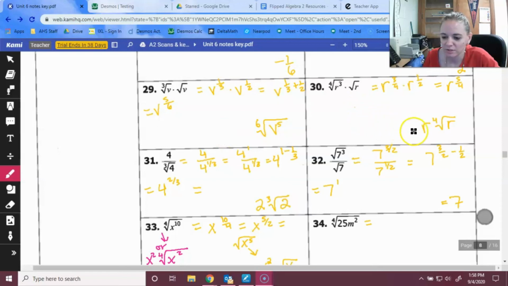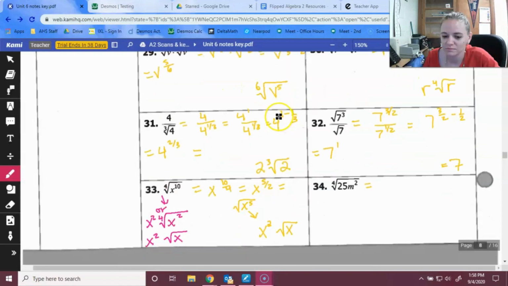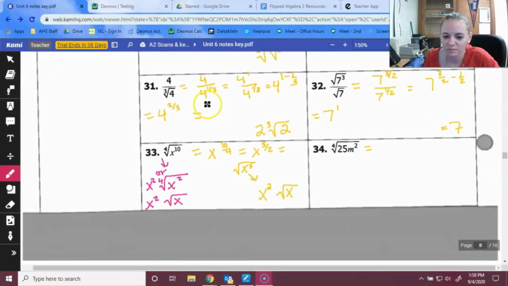Here's 30, which is r times fourth root of r. Number 31, 2 times the third root of 2. 32: change these to exponents, subtract their exponents, get 7.